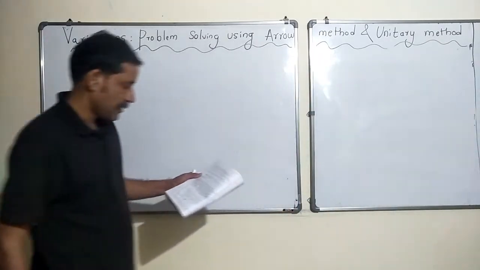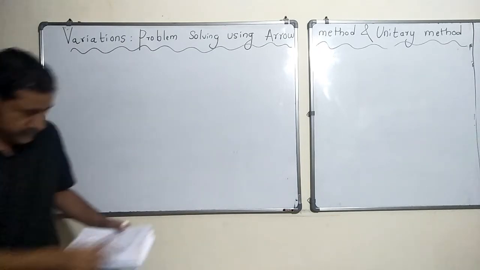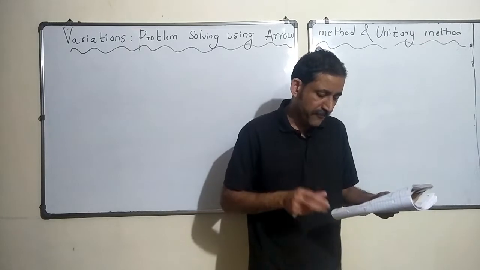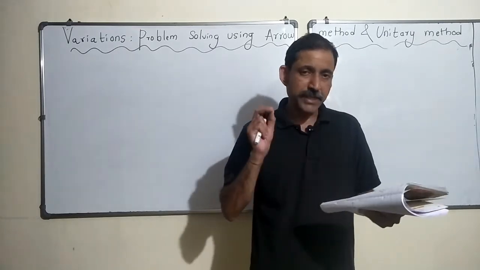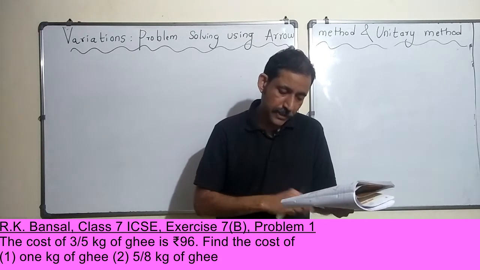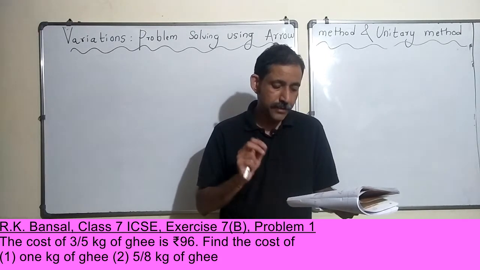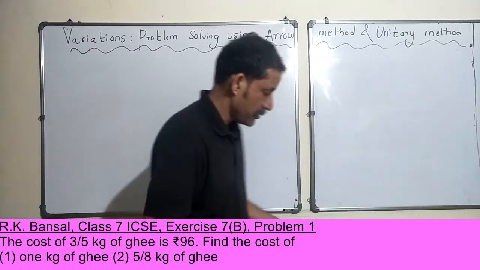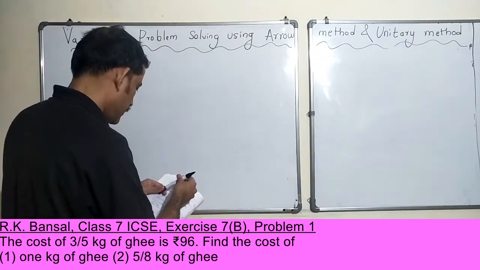Okay, great. So the third question is shown here, right? The cost of 3/5 kg of ghee is rupees 96. Find the cost of 1 kg of ghee and 5/8 kg of ghee. Okay, so good. Let's solve this.